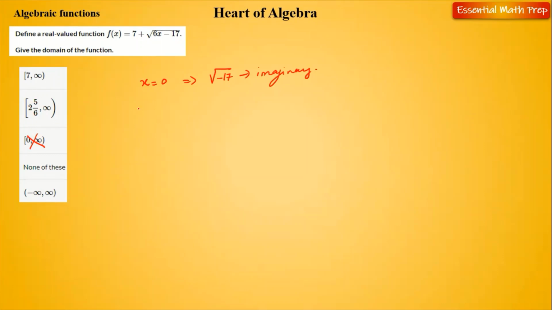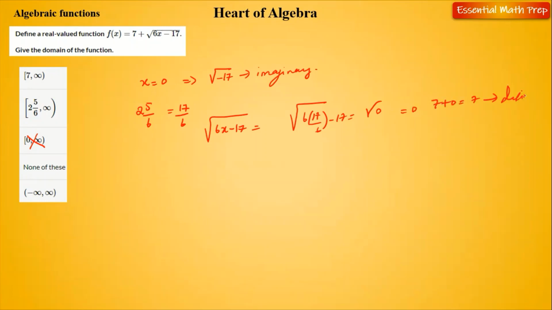We have this value here, 17 over 6. What is that? That is the same as 12 plus 5, which is 17 over 6, right? What if you substitute that in the expression? 6x minus 17 is the same as 6 times 17 over 6 minus 17, square root of 0, that's a 0. So it's 7 plus 0 equals 7. It's defined, right? So this is likely a choice. Anything with 17 over 6 or above to infinity will keep the square root function a defined function and not an imaginary function.